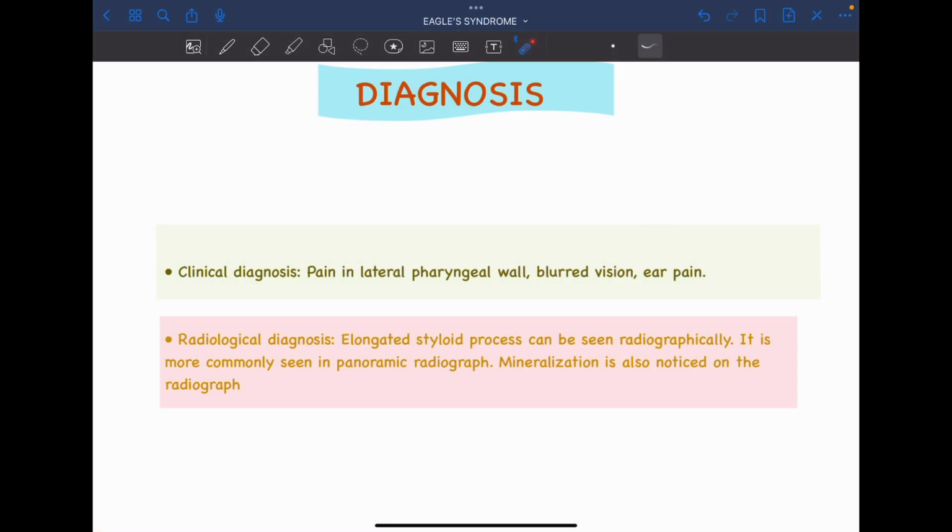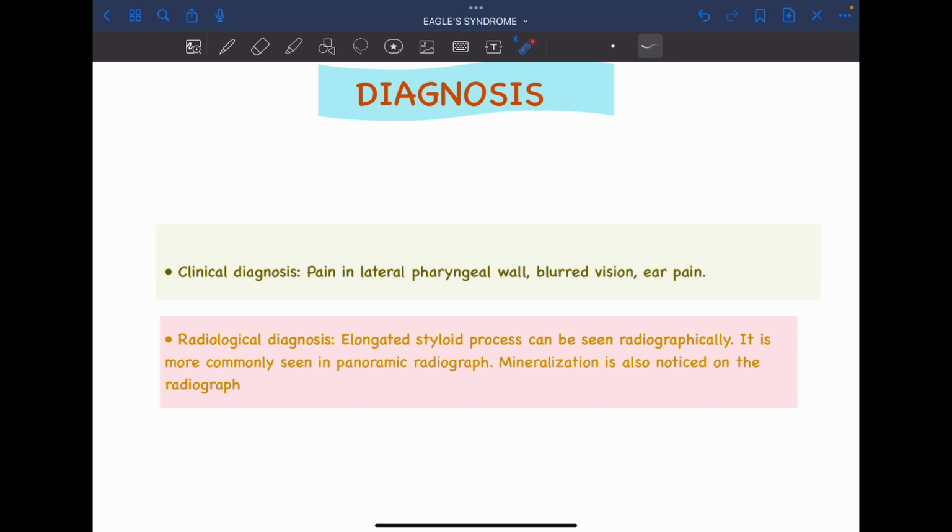Moving on towards the diagnosis. There are two types of diagnosis here. First one would be the clinical diagnosis, and second is the radiological diagnosis. Now radiological diagnosis is a very important tool, so you can relate your clinical findings with the radiological findings and arrive at the final diagnosis.